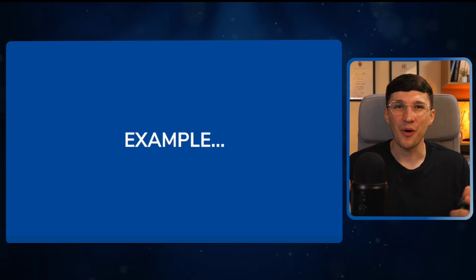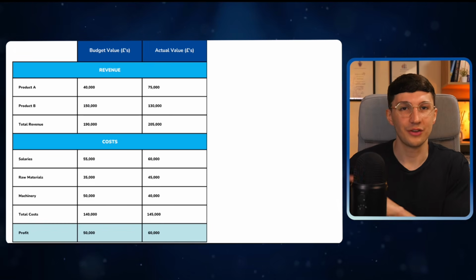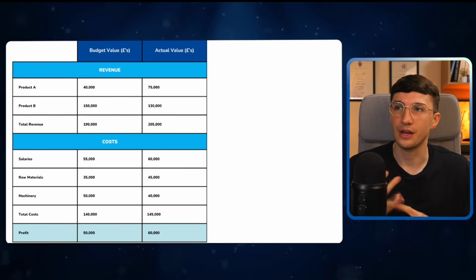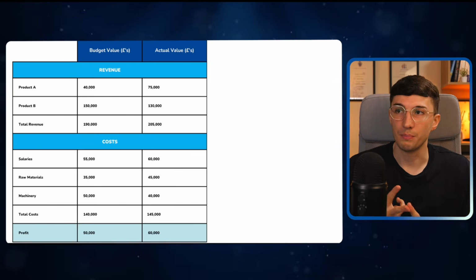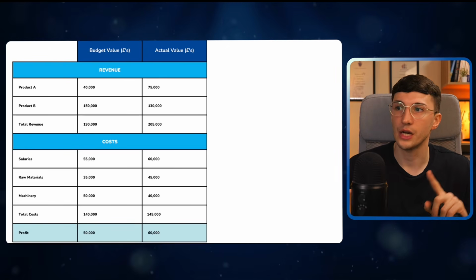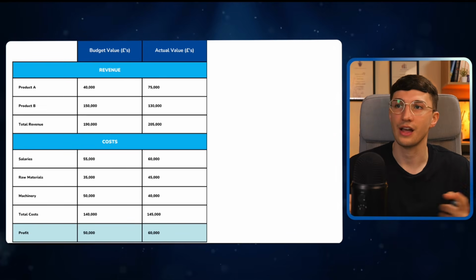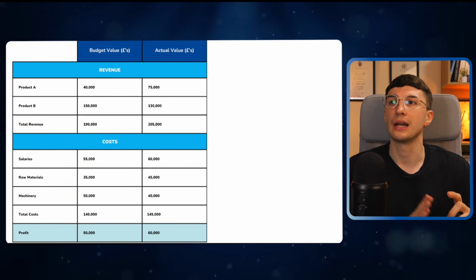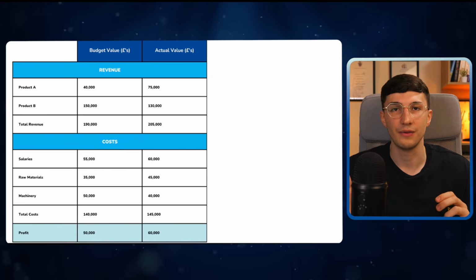And to show you guys how we would do the variance calculations, I've got some data on the screen. So it's separated into revenue, costs, and profit. So revenue based on product A, product B, and the total revenue. Cost separated down into salaries, raw materials, machinery, of course, total cost, and our profit. Now, on the right column, we have the actual value, and on the left-hand column, we've got the budgeted value.